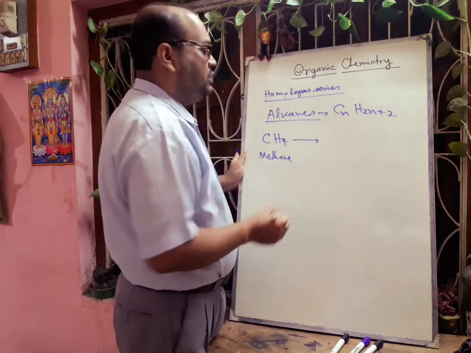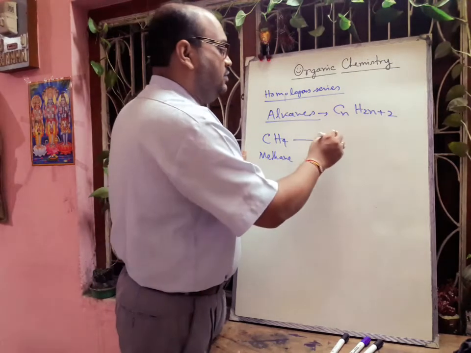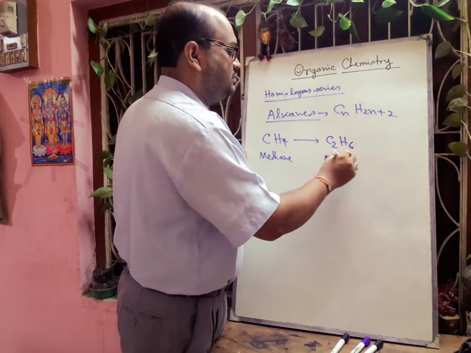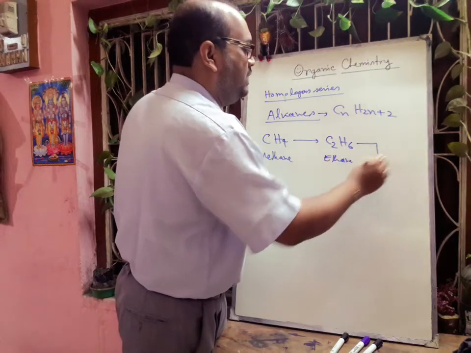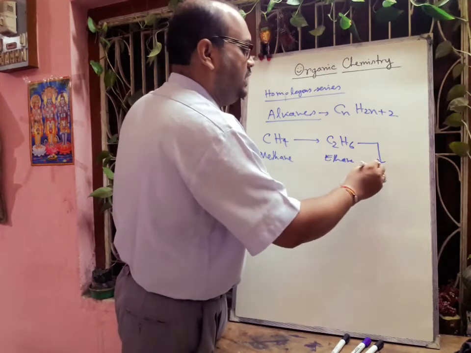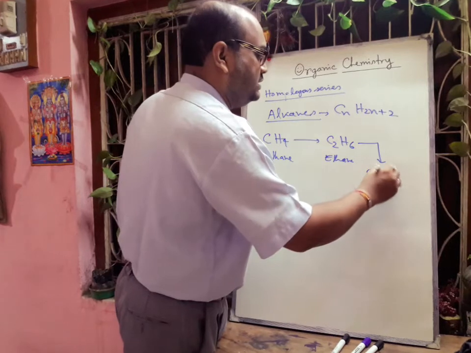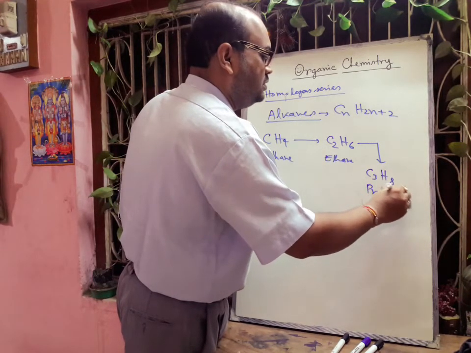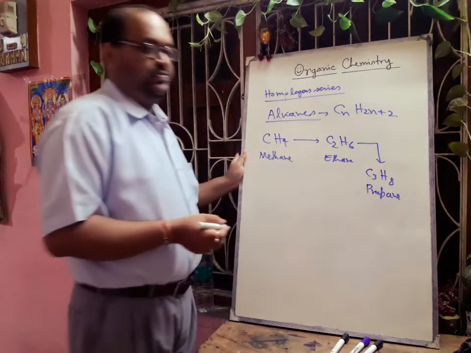And when we put n is equal to 2, then we will get C2H6. This is called ethane. And when we put n is equal to 3, we will get C3H8. This one is called propane. So in this way it will go.